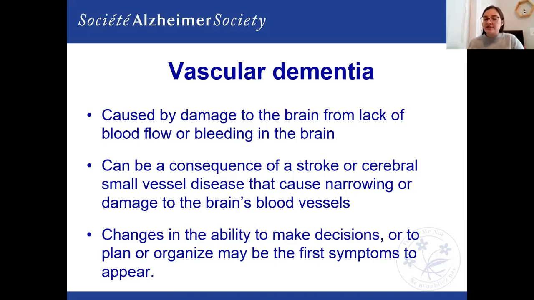The interesting thing with vascular dementia is that it can occur in any part of the brain. Because of that, the symptoms can look different depending on which area of the brain is affected. Like I mentioned, it can be due to a stroke, but it can also be due to cerebral small vessel disease that causes the narrowing of the blood vessels. Similar to your heart, if there's a buildup of cholesterol or something and the arteries narrow, the same thing can happen to the blood vessels in your brain.